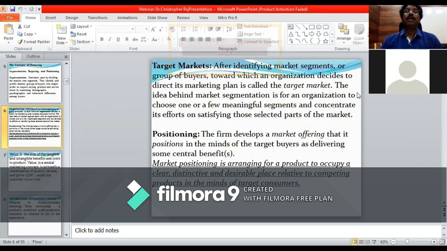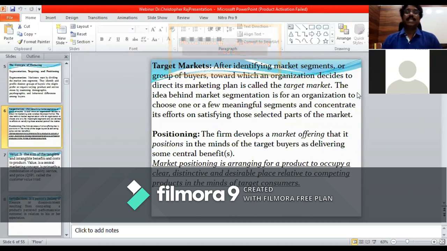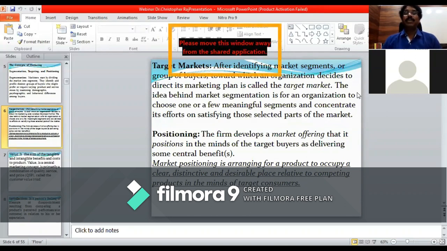The target markets. After identifying market segments, the group of buyers towards which an organization decides to direct its marketing plan is called the target market. The idea behind market segmentation is for an organization to choose one or a few meaningful segments and concentrate its efforts on satisfying the selected part of the market. So coming to positioning, the firm develops a market offering that it positions in the mind of the target buyers and delivers some central benefits. Market positioning is arranging products to occupy a clear, distinctive, desirable place relative to competing products in the mind of target consumers.